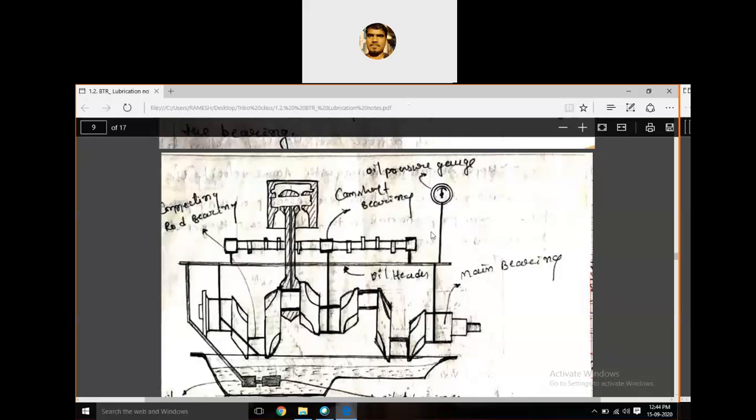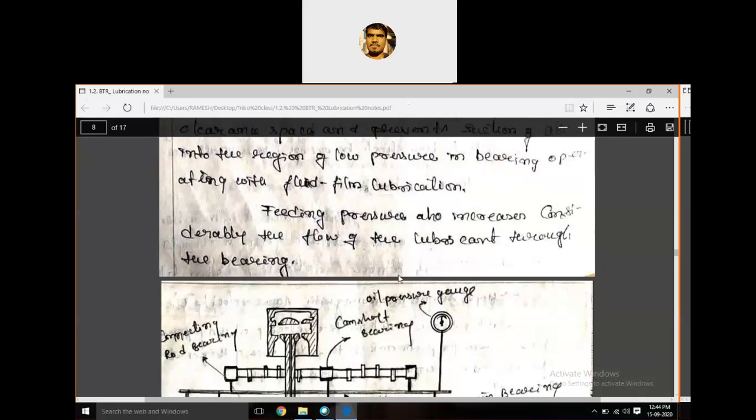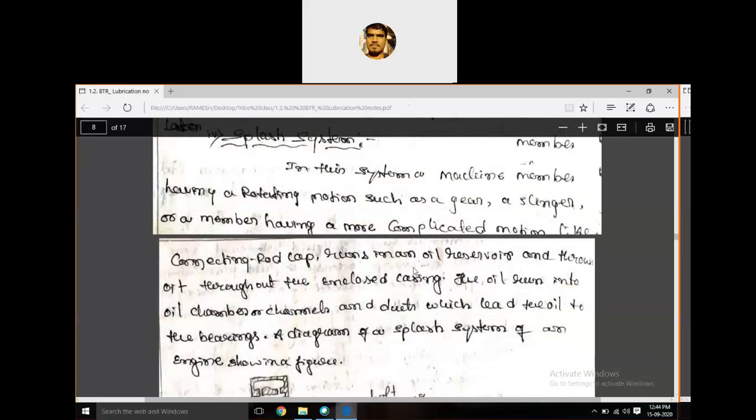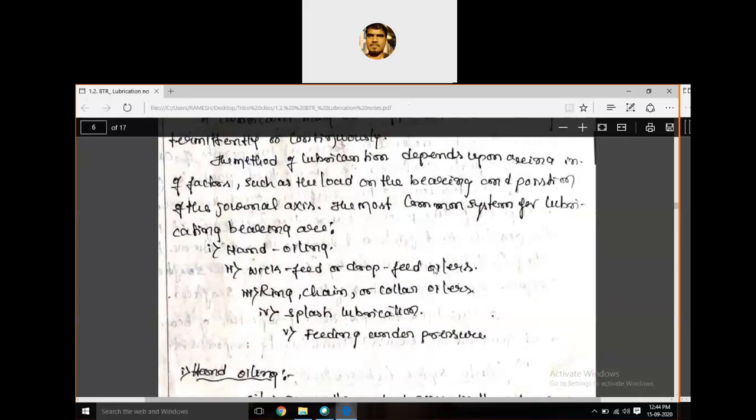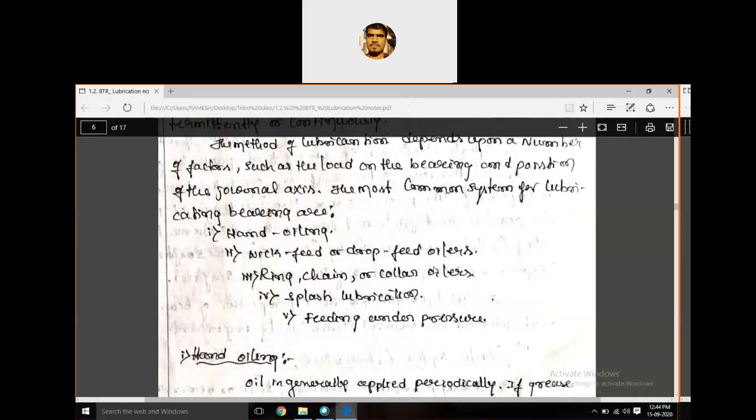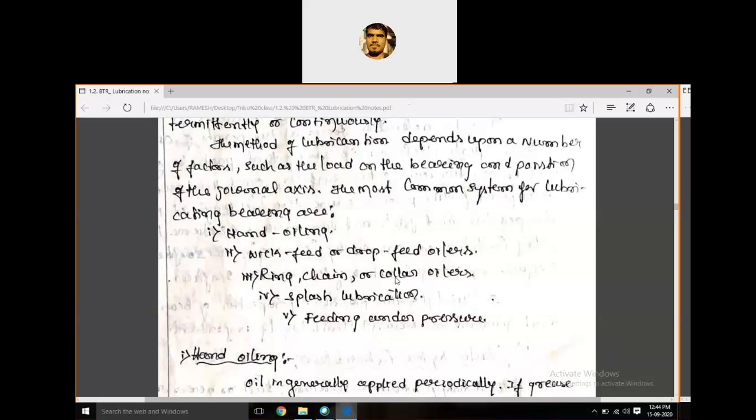So these are some different types of lubricating systems or methods. One is iron oiling, wick feed or drop feed oilers, ring or chain oilers, splash lubrication, or feeding under pressure.